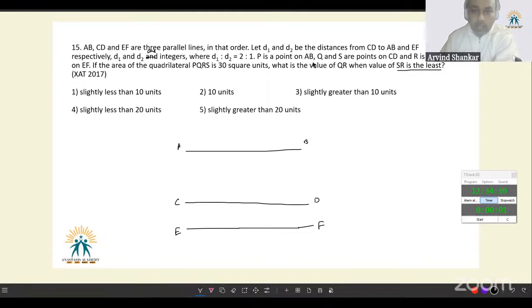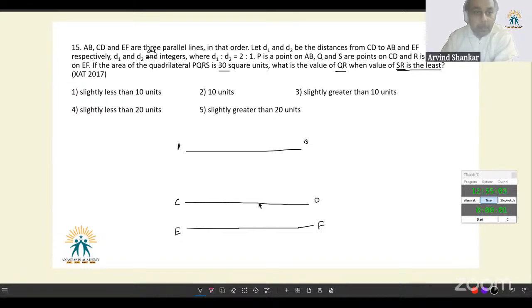P is a point on AB. Q and S are points on CD, and R is the point on EF. Right now, don't just randomly put down points because there could be more information about how they're related, how far away they are. So we'll take care of that. If the area of quadrilateral PQRS is 30 square units, what is the value of QR when the value of SR is the least? Understand, I want the value of SR to be the least.